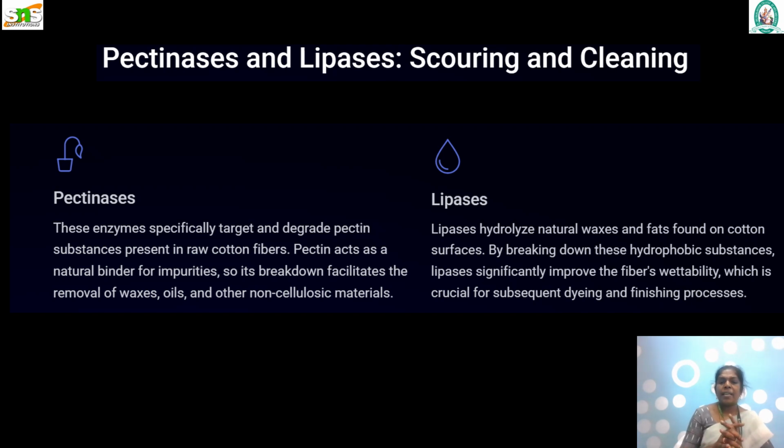Next one is pectinases and lipases, which are used for scouring and cleaning. Pectinases are enzymes used on cotton fabric for the removal of oils, fats, waxes, etc., and they are very useful for scouring. Instead of using alkali, we can use pectinase. And lipases are again hydrolytic enzymes, often used to remove the natural waxes and fats on cotton surfaces. Both are used for scouring and cleaning, and after scouring, the cotton fabric has improved wettability, which is essential for dyeing and other finishing processes.